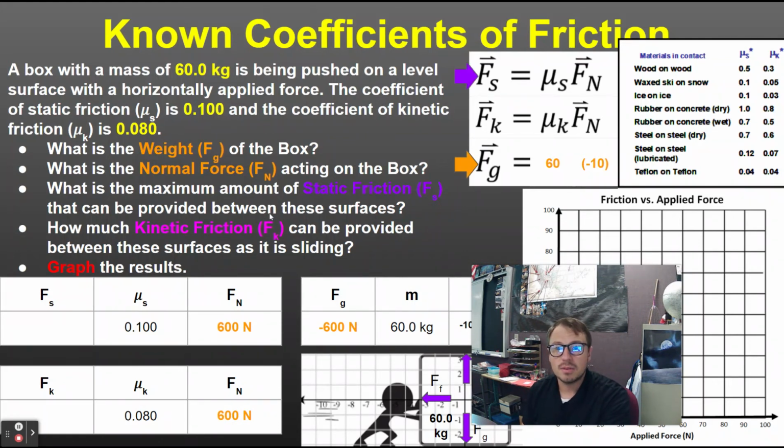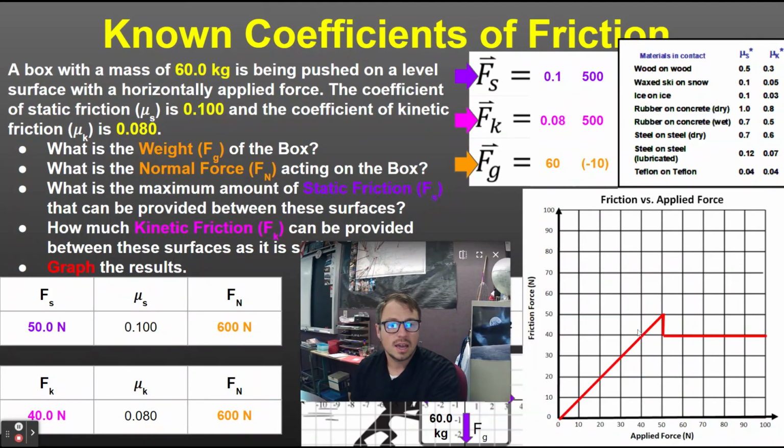Now I need to find the max amount of static friction. So all I do is I multiply the coefficient of static friction times the normal force, 60 newtons. Then I need to find the kinetic friction. I just multiply those two together, coefficient of kinetic friction by the normal force, and I get 48 newtons. And when I graph it, I get something that looks like this. So I get the static maximum, and then there's that kinetic friction.